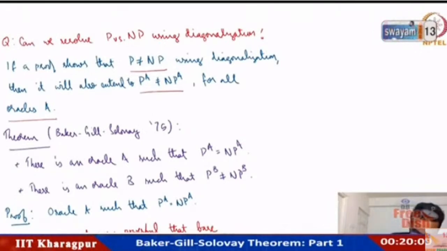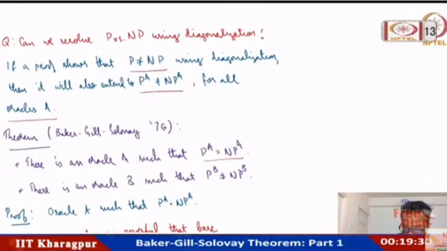So if somebody showed that P is not equal to NP using diagonalization, then you should be able to relativize, meaning P^A would not be equal to NP^A for all oracles. But here we have an oracle A where P^A is equal to NP^A. So that rules out a proof of P not equal to NP using diagonalization.